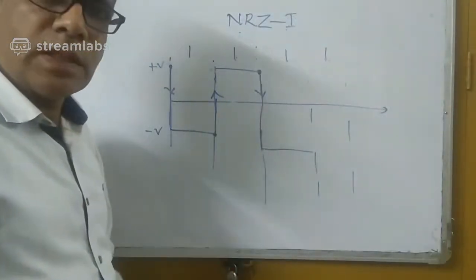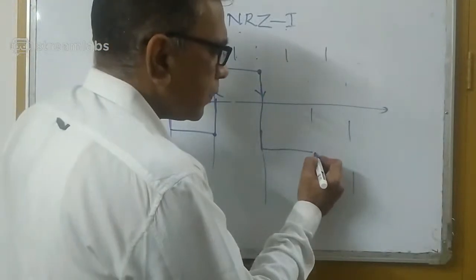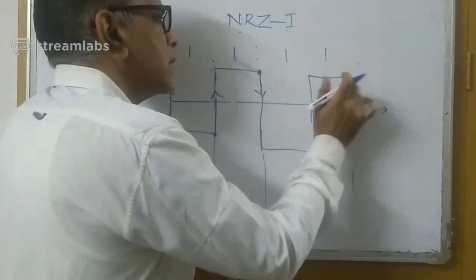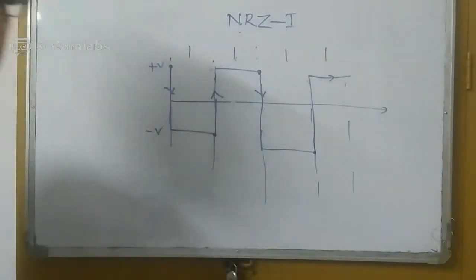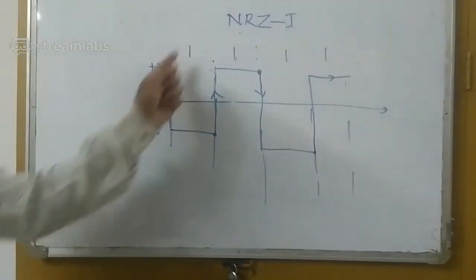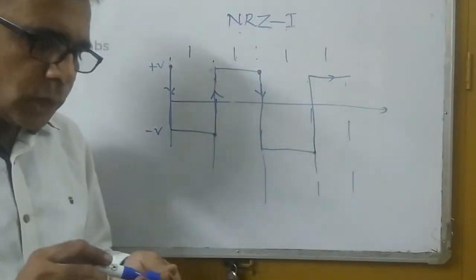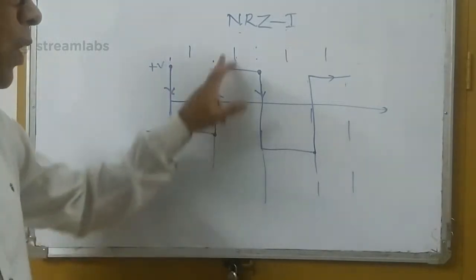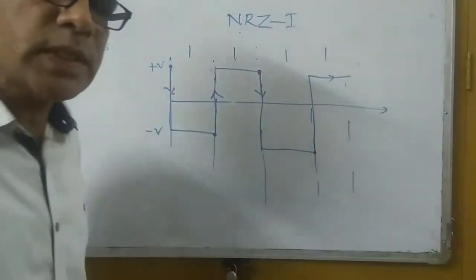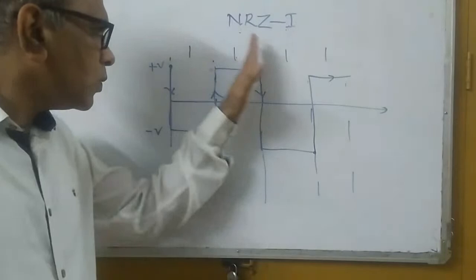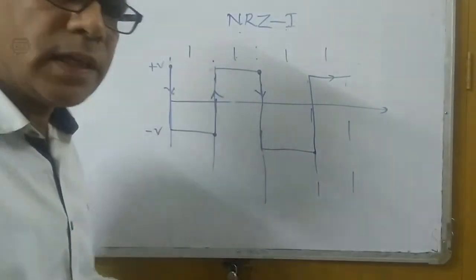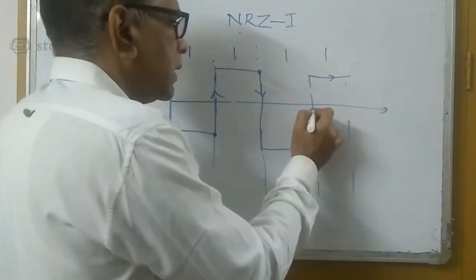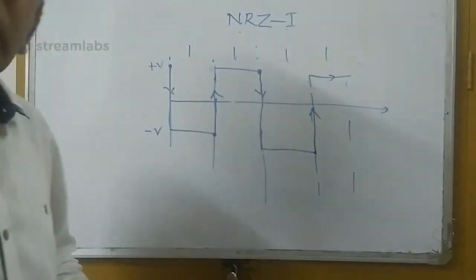Again the next bit is 1. So what will it do? It will do the transition, and stays in this level for t duration. Like this you see the advantage when it comes to a representation of 1. Because that 1 is getting represented by the presence of a transition, it is eliminating the problem of the DC component being present.